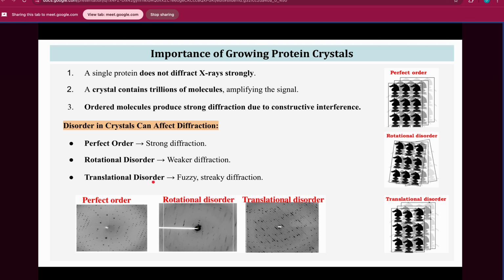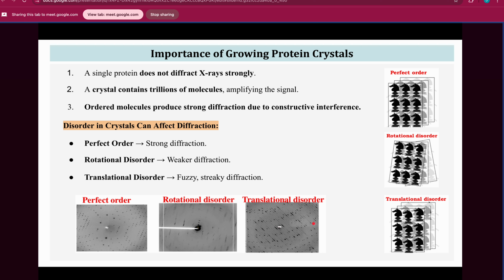Another such disorder is translational disorder, which gives rise to fuzzy and streaky diffraction. As you can see, each layer has undergone a little bit of translation. In the previous case they were rotated, whereas in this they are slightly translated. So in this case, a fuzzy or streaky diffraction pattern is observed. This pattern is also not clear.